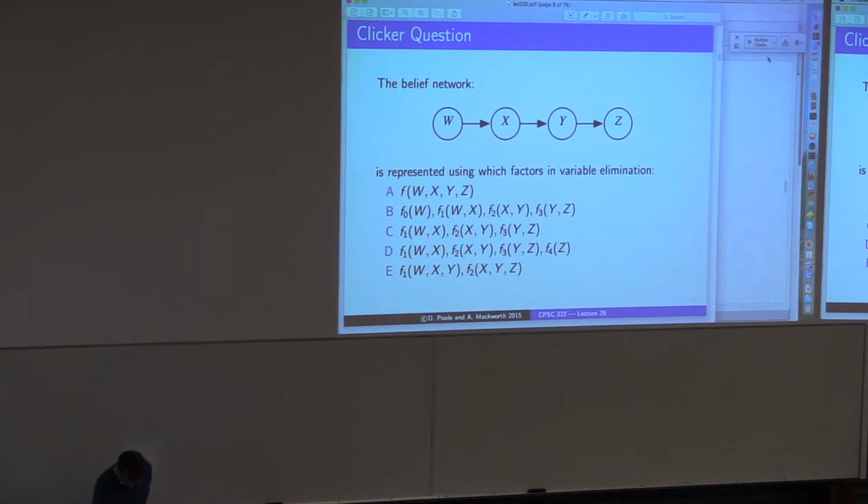Next question. Same belief network. Which factors are created in variable elimination? What are the factors we're creating on?